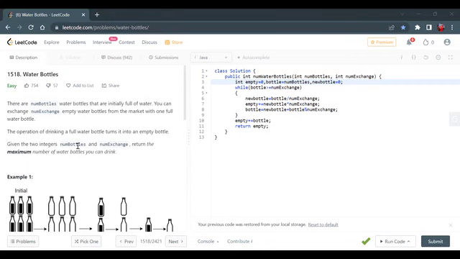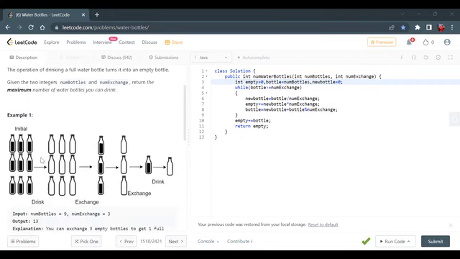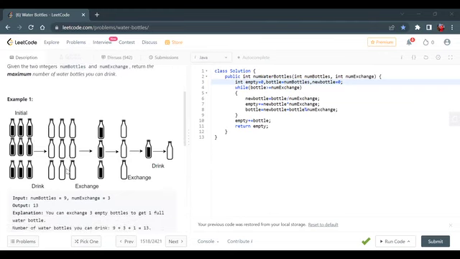Okay. So first of all, see what is the question. Question is you will be given some number of bottles. No, ma'am, please discuss. So you will be given some number of bottles which are filled initially. Then you will be given a num exchange value. Num exchange value means after you have emptied these many number of bottles, you can buy one more bottle from this many number of empty bottles.